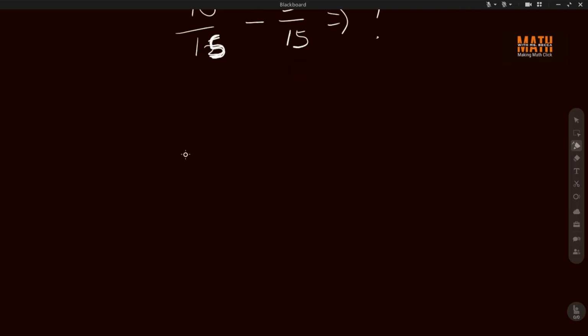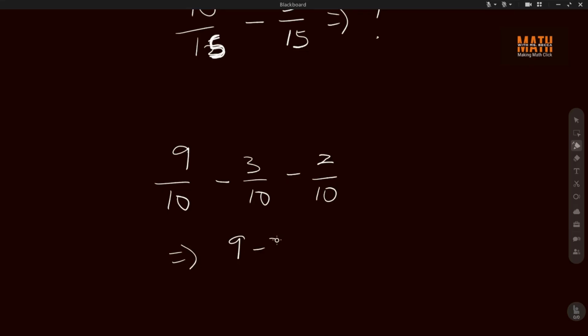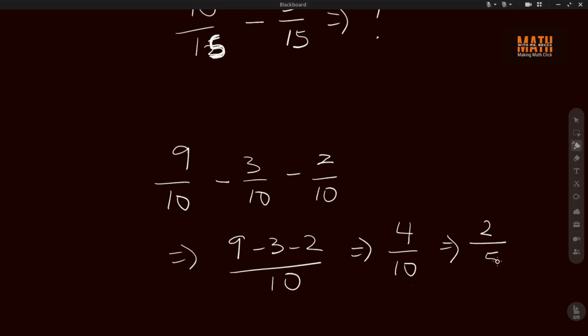Now let's say we have 9/10 minus 3/10, then minus 2/10. All we have to do here is say 9 minus 3, then minus 2 all over 10. 9 minus 3 gives 6. 6 minus 2 is 4. So this will be 4/10. And we can simplify further by dividing both the numerator and the denominator by 2. So 4 divided by 2 gives 2, and then 10 divided by 2 gives 5.